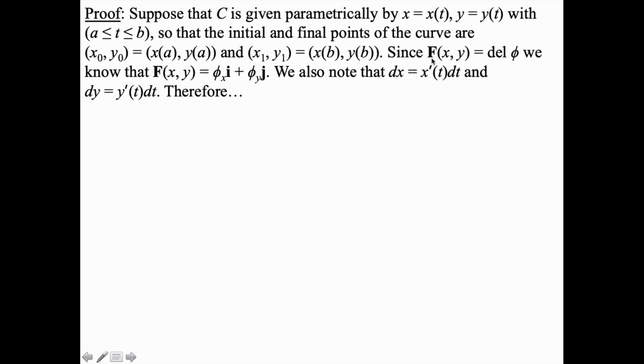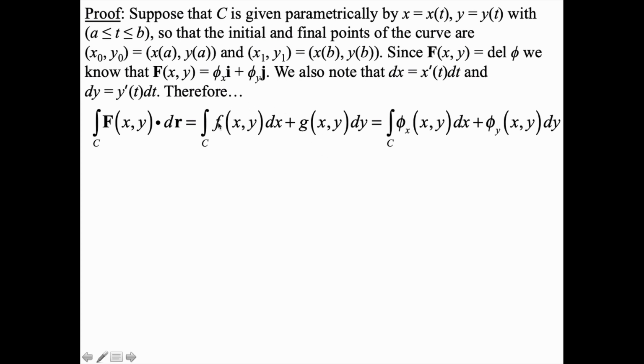Now, since the vector field big F is equal to del of phi, we know that we could express the vector field F as partial phi with respect to x i plus partial phi with respect to y j. And we also note, as we have done in the previous examples in the intro, that we could easily find dx and dy in terms of t. So dx would simply be x prime of t dt, and dy would be y prime of t dt. So what does this look like when we start to substitute these things into a line integral?